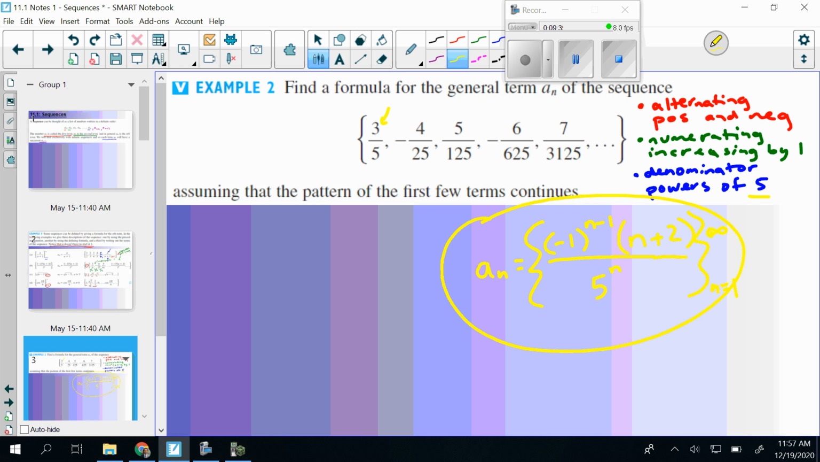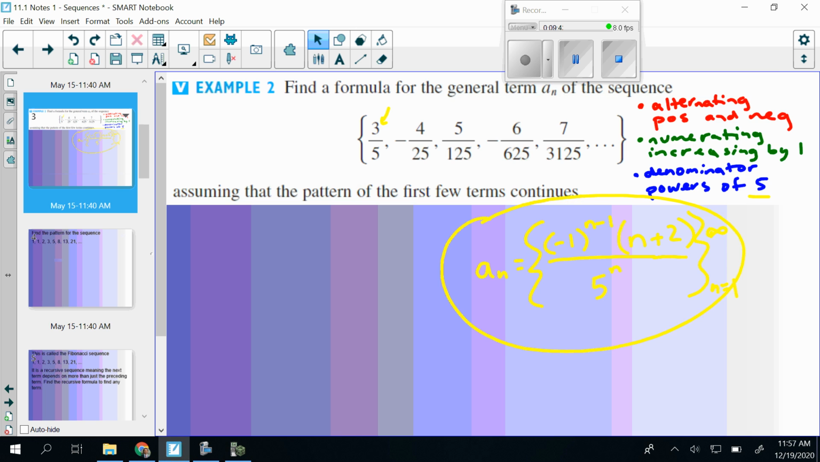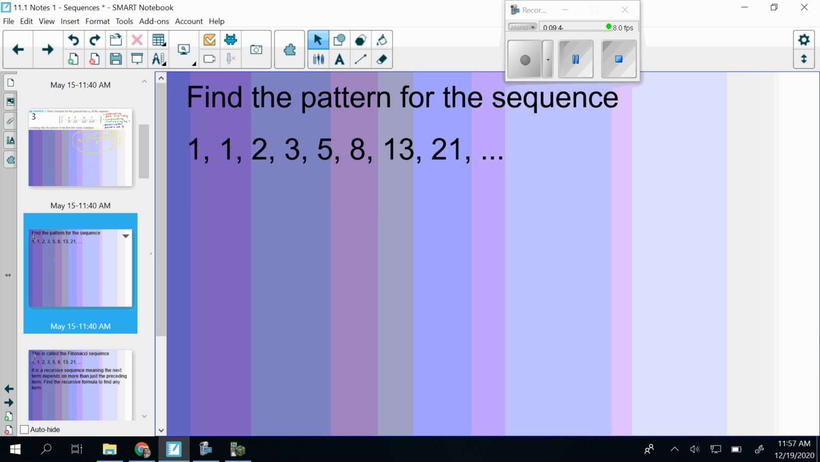All right, one other sequence that's very popular is this one. Find the pattern for this sequence. So 1, 1, 2, 3, 5, 8, 13, 21. Not quite as easy to recognize this one. We're not necessarily adding the same thing each time, especially with the 2 ones to start out with. I don't think there's anything we could multiply either to continue this sequence.